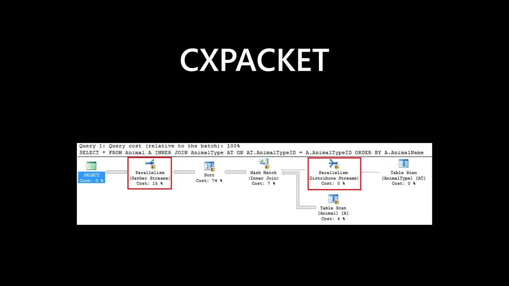And parallelism skew is what generally kills parallelism in an online transaction processing environment as opposed to a data warehouse environment. So what can we do about this? Well, a couple of ways.